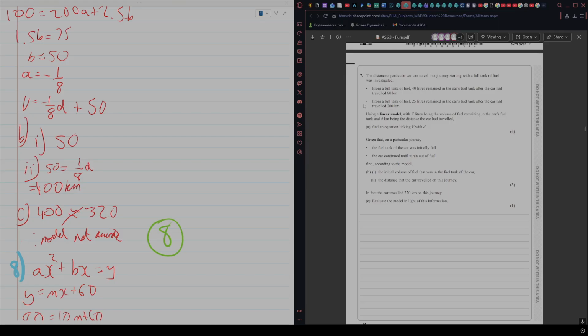So you just set it to 0. You set v to 0, and then you solve. It does say, it says evaluate the model. You just say that 400 isn't very close to 320, so therefore the model isn't accurate.